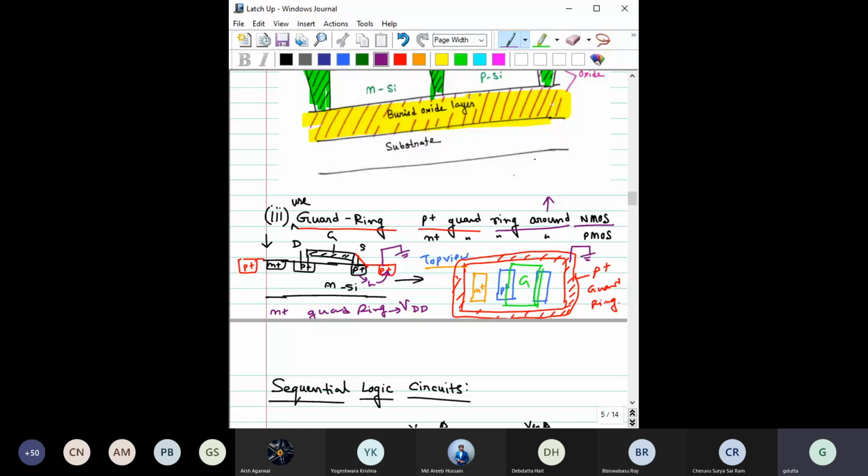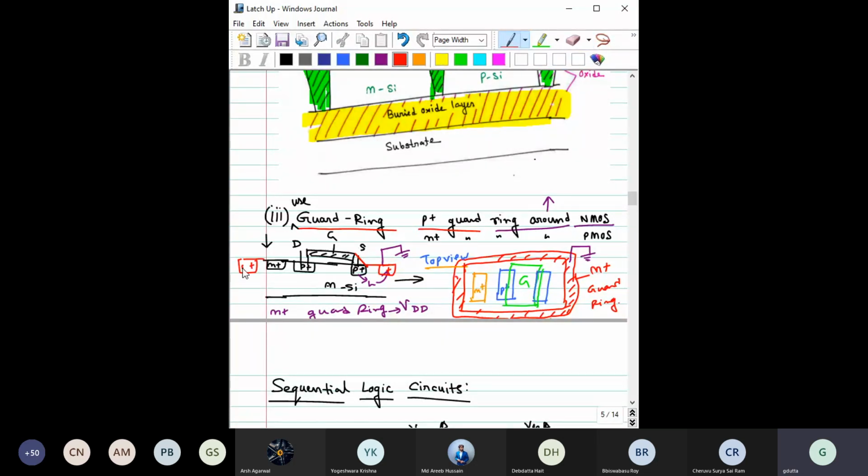Right. Yeah, I think there is a small correction here. It is good that you have noticed this. There is a small correction, so it should be N plus guard ring. Okay, why is it N plus guard ring? Let me just rectify this one. This is N plus guard ring. This is N plus guard ring.